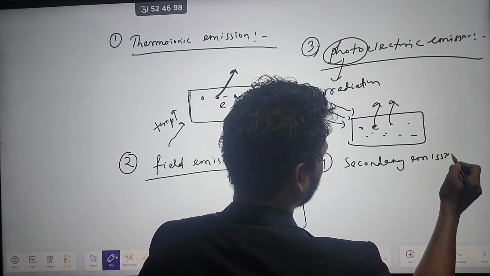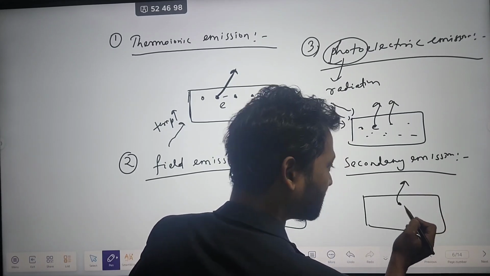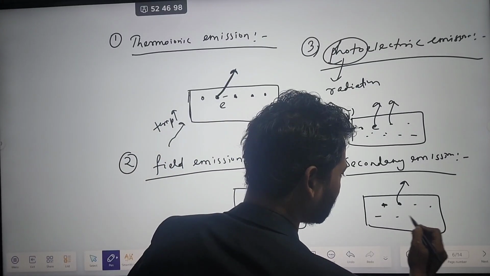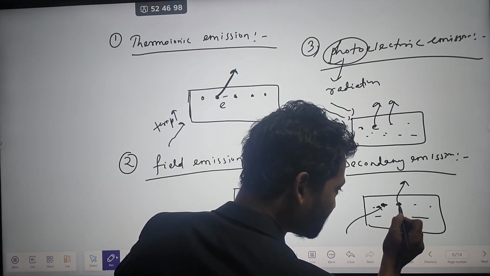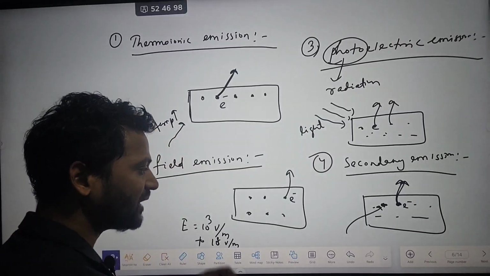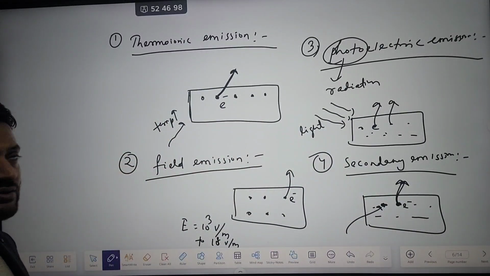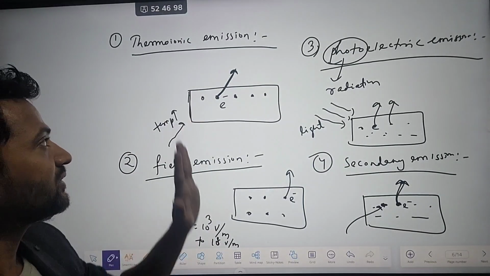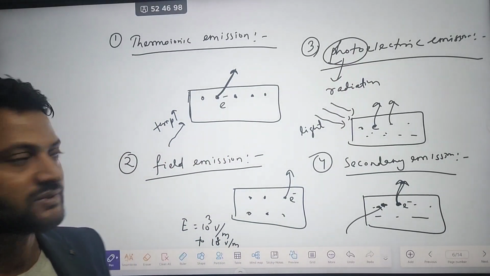What is secondary emission? An electron escapes out by getting energy from the neighboring electrons. Here there are many electrons, and we are providing energy to one electron, then this electron gets energy from that electron and then it escapes out. That is called secondary emission. That means we are not directly giving energy to the electron to escape out. So that is all about the basic classification of electron emission. Again I repeat, there are four types of emission: thermionic emission, field emission, photoelectric emission and secondary emission.